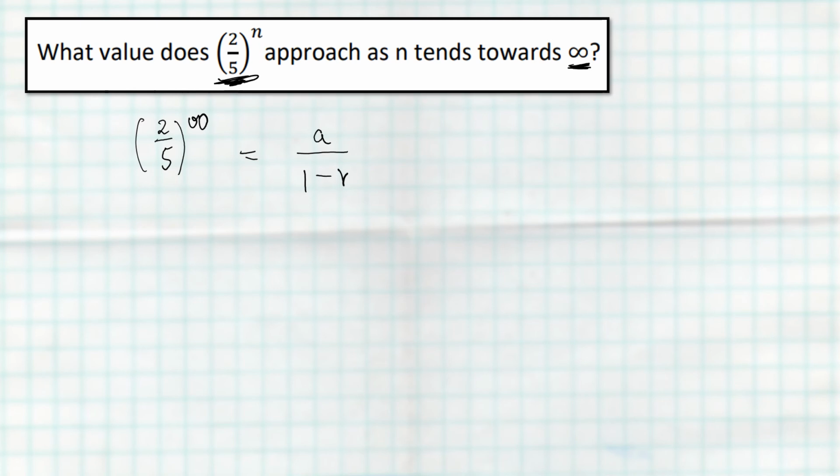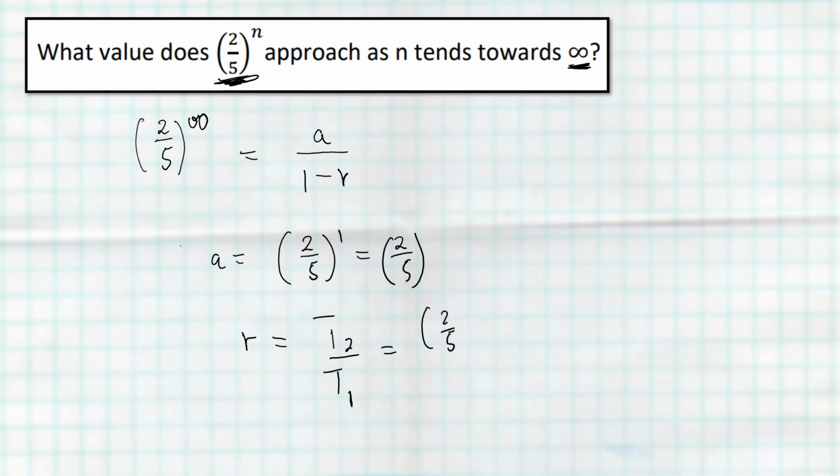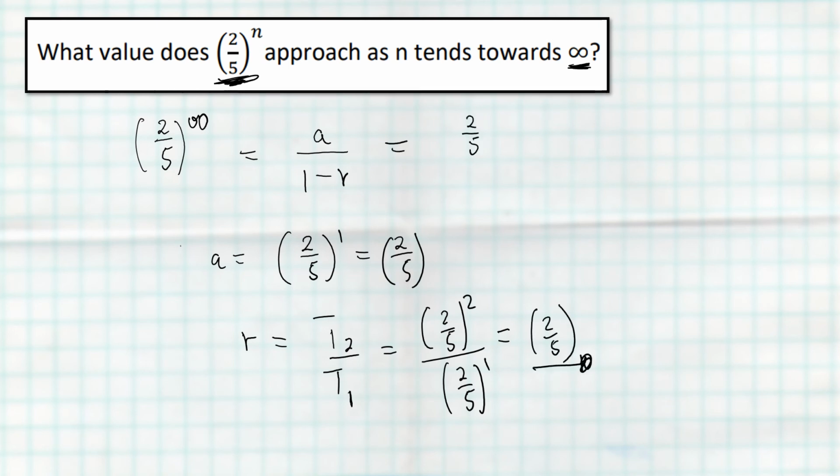What is our a? Our a is our first term, so it will be when n is equal to 1, right? So it will remain 2 over 5. What is our r? Our r is determined by the second term divided by the previous term. So our second term will be 2 over 5 squared. Our first term is 2 over 5 exponent 1. This will just give us 2 over 5, also as our r. Go and substitute 2 over 5 as our a. 1 minus our r is also what? 2 over 5. So just going to substitute that and get the answer, right?